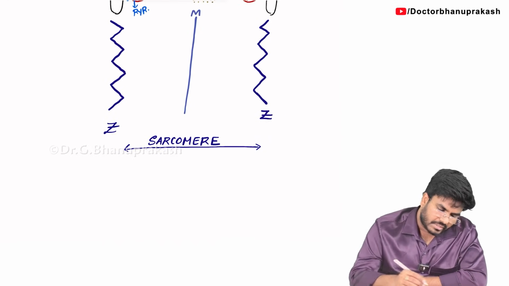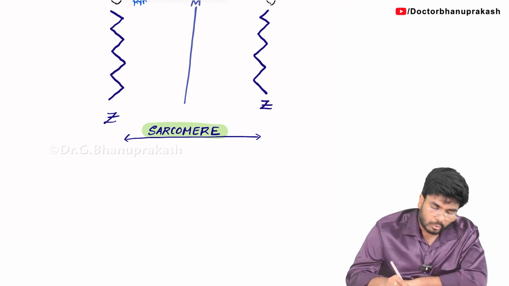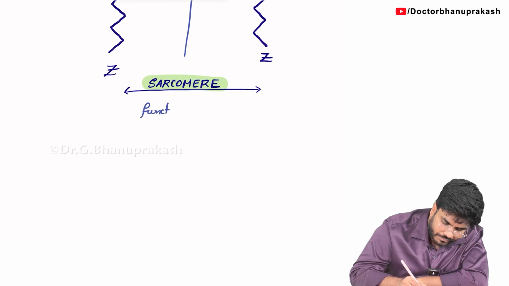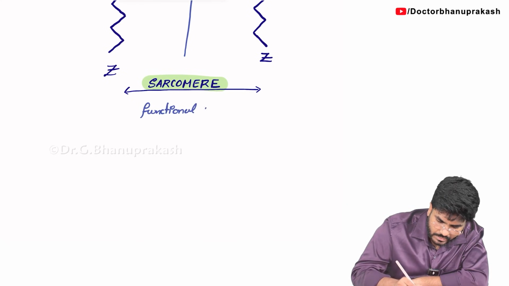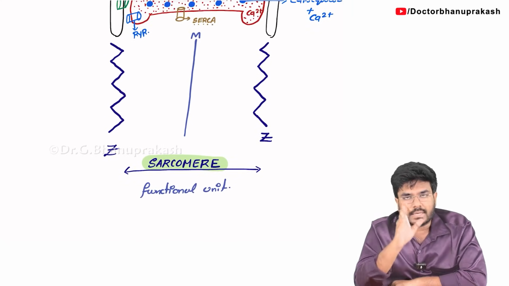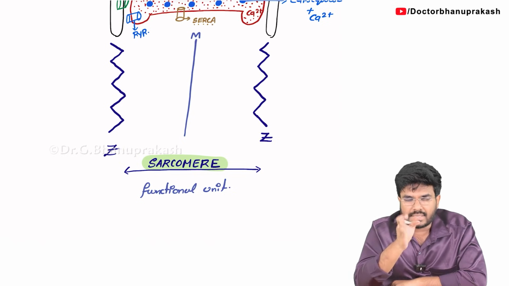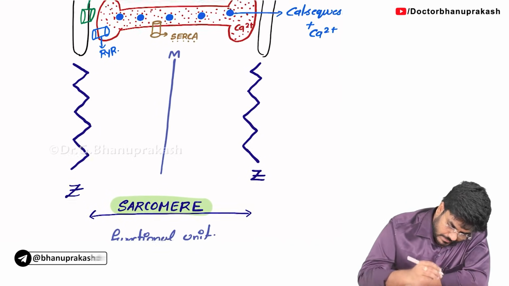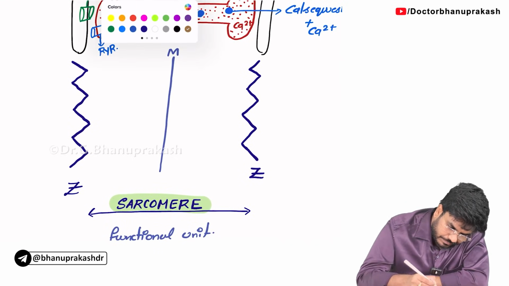Students will start to have a doubt: what exactly does sarcomere mean? Sarcomere is considered the functional unit of a skeletal muscle. So there are Z lines at the periphery and the M line in the middle. Now look carefully. To these Z lines, who is attached, guys?